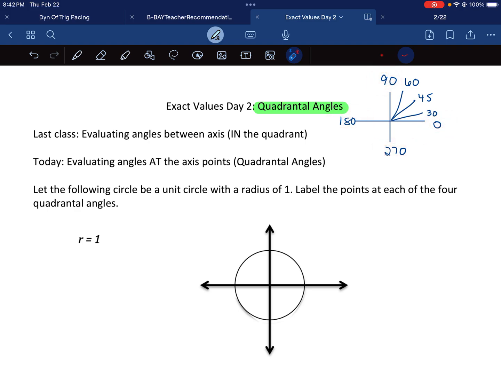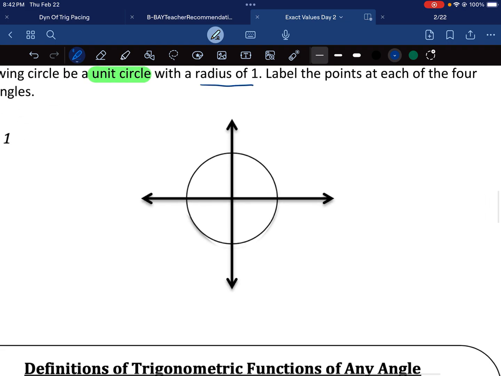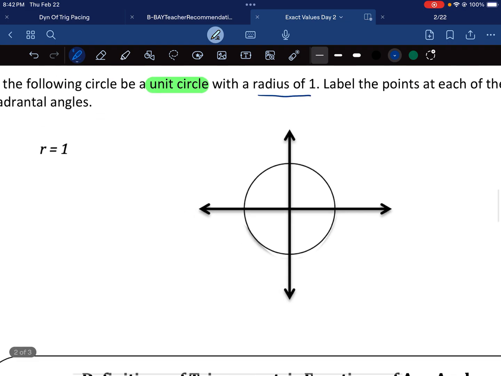Okay, so what we're going to first introduce is something we call the unit circle, which is what we've been working with so far, but we're going to start formally introducing it. The main idea is that the unit circle has a radius of 1. That's going to be very important for us. Now, remember, our circle always starts at 0 degrees. Then it goes to 90 degrees, then 180 degrees, and then 270.